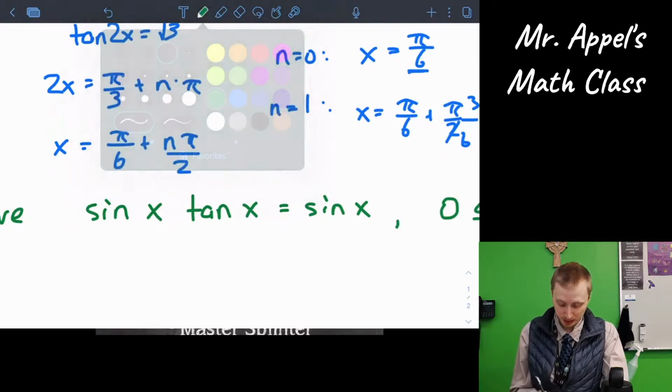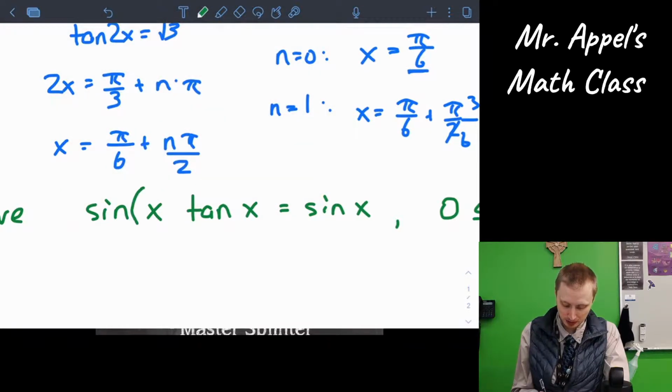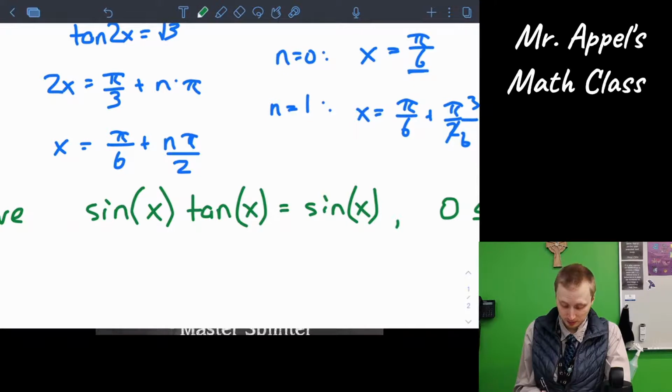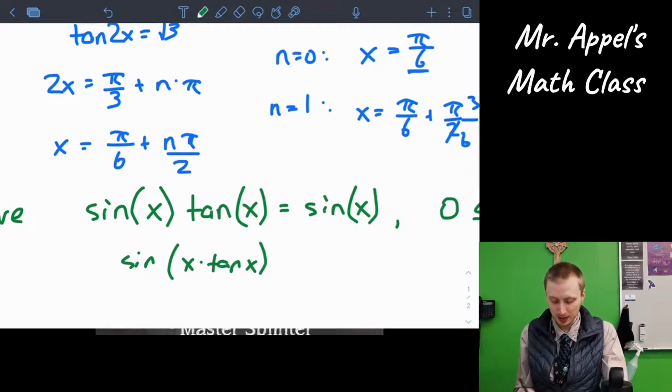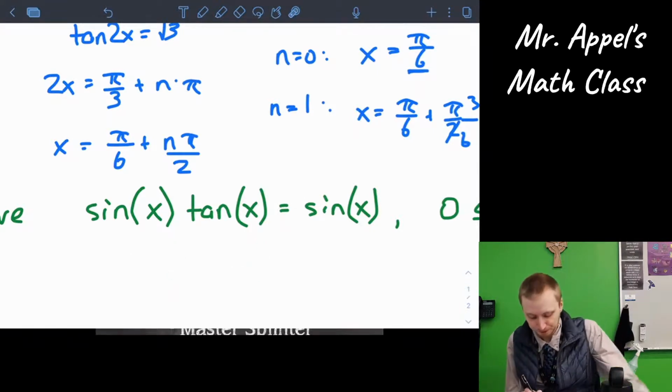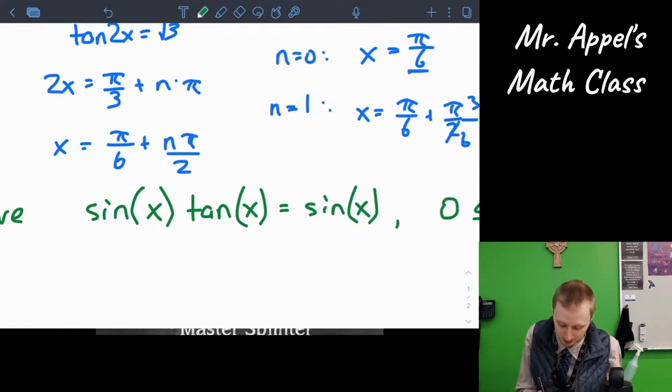Let me add one extra detail here. This is just sloppiness on the part of the textbook. I don't know why they do this. Please put parentheses around your function arguments so I know that this is sine of x times the tangent of x and not sine of x times tangent x, where one function is inside the other. Make it absolutely not ambiguous. All right, but this is what we're dealing with here.